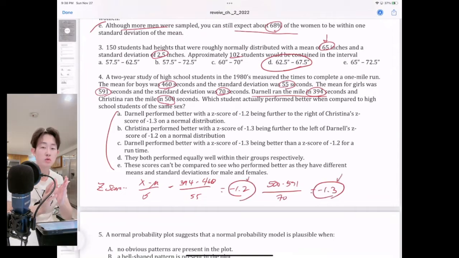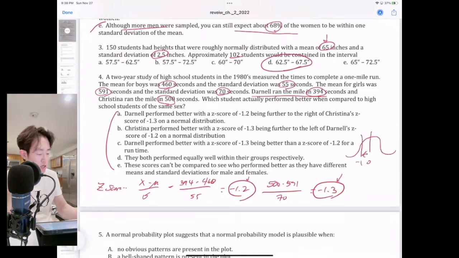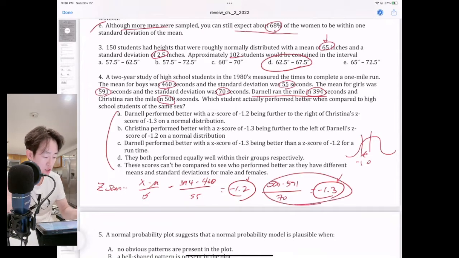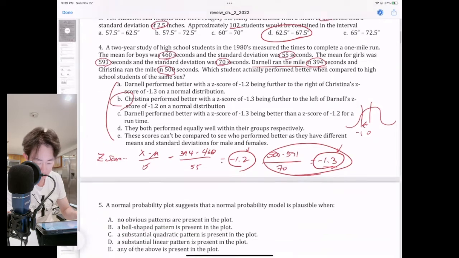Now, if the z-score is negative, it means that the further you're away from 0 on the standard normal distribution with a mean of 0 and a standard deviation of 1, the better you have done. So the winner here has to be Christina, because it's a value further away from 0. So Christina performed better, which is B. And the answer should be, yep, B.